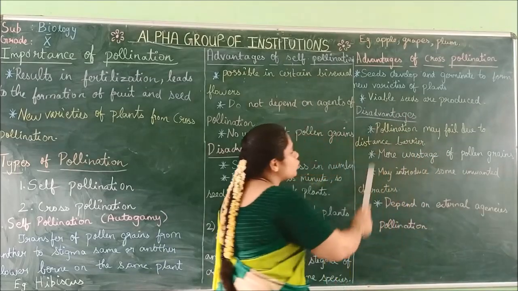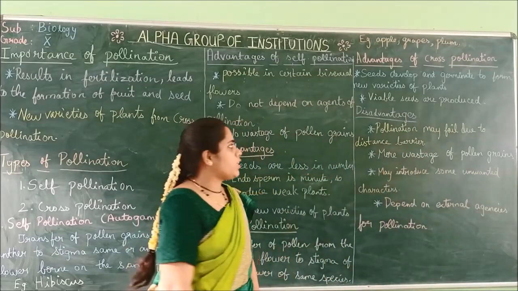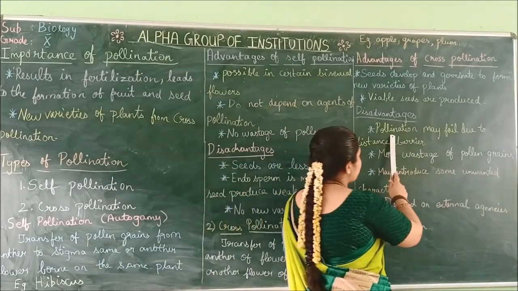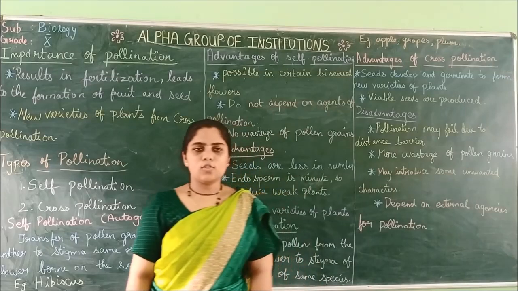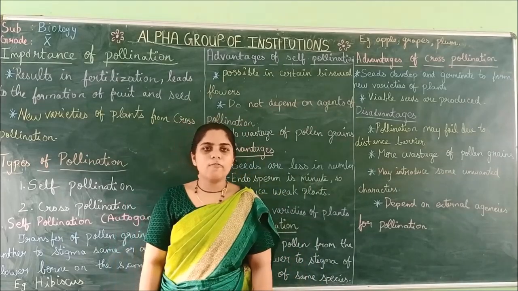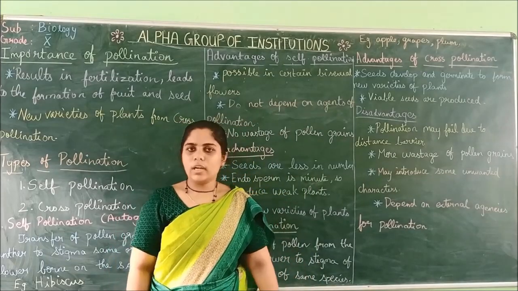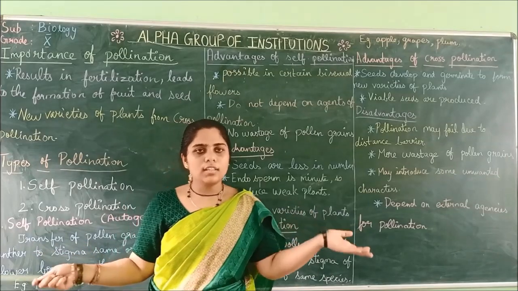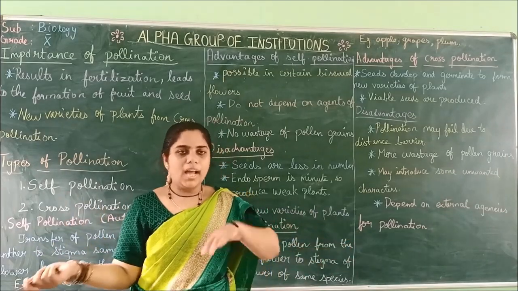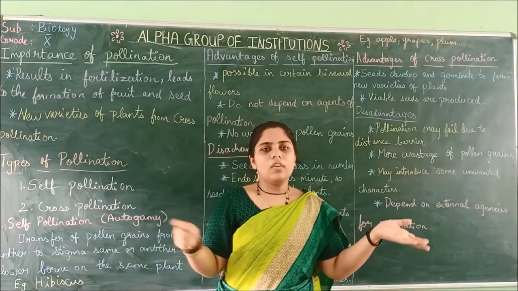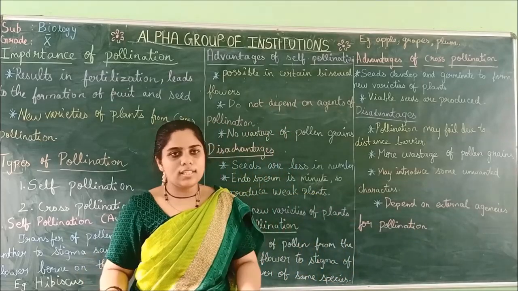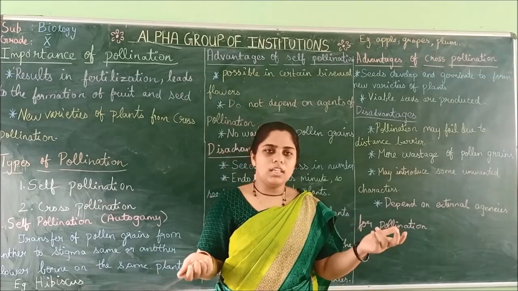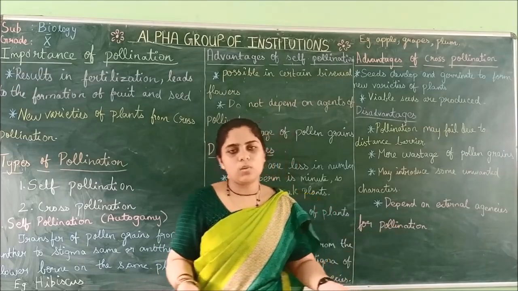Next, we are moving on to the disadvantages. So, what are the disadvantages? Pollination may fail due to distance barrier. Sometimes the process of pollination may fail. Why? Because when there is a long distance between one plant and the other plant, when there is no strong wind or when there is no insect, what happens? The pollination fails.